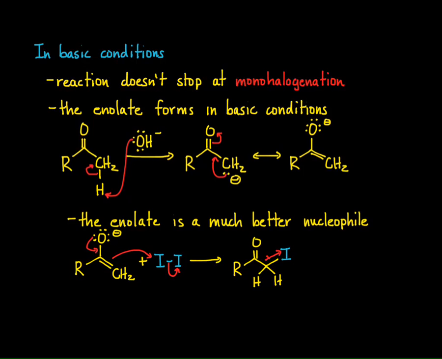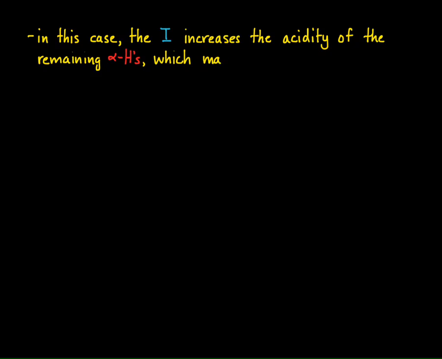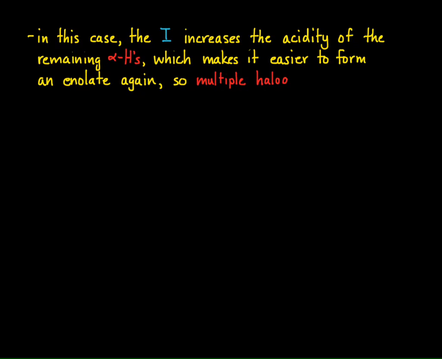Now, this is important to understand because, what's happening in these particular conditions? Well, in this case, the iodine increases the acidity of the remaining alpha hydrogens, right? It's withdrawing electron density from that carbon, and so the hydrogens become more acidic, which makes it easier to form an enolate again. So multiple halogenations occur, right?